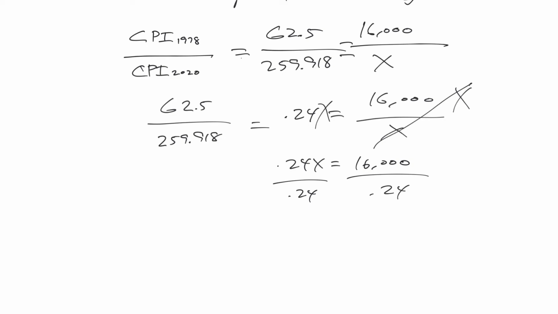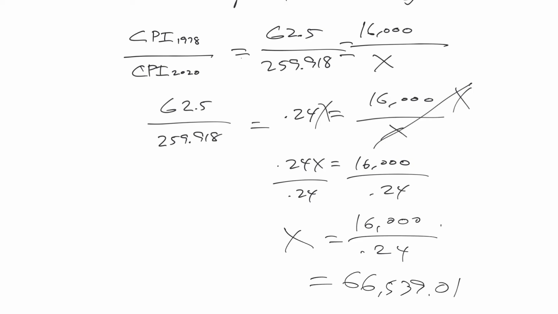Okay, so 0.24 divided by 0.24, of course that cancels out. And we've got our answer. So x equals 16,000 divided by 0.24, and that equals 66,539.01. Now, I left this 0.24 in my calculator. Even though it shows 0.24, it's in my calculator out to 9 places.